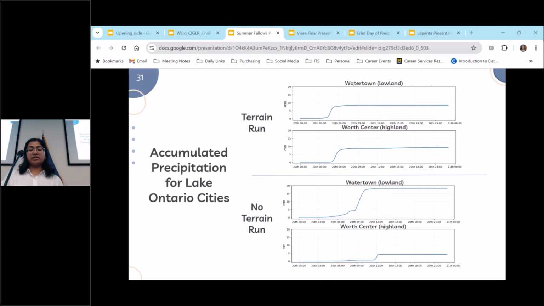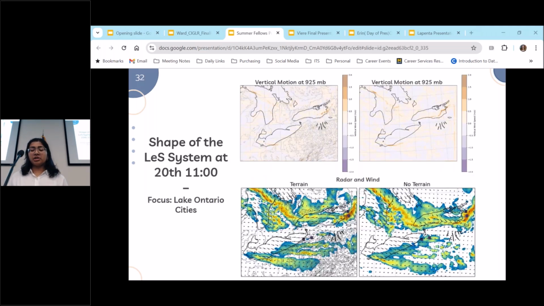But when we look at Lake Ontario cities, we see something very different. The orographic ratio in the terrain run is actually higher than the orographic ratio for the no terrain run, which doesn't really align with what a long lake axis parallel storm would do. So what could it be? When we look at the shape of the system, once again, we see that it's still pretty banded right up here, which contradicts what the plots we just saw.